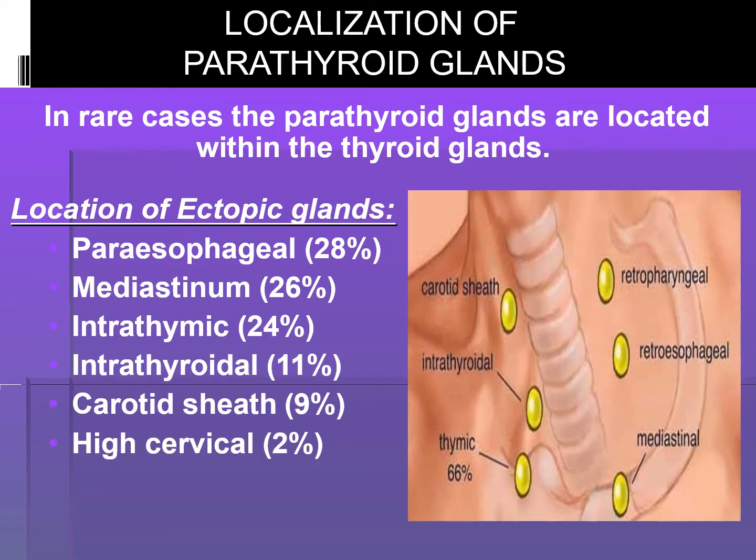The parathyroid glands may be variable in number and may be present at ectopic sites. Some persons may have smaller parathyroid glands, there are only 3 in number, and some may have 6 or even 8 in number. Ectopic parathyroid glands may be found around the esophagus, in the mediastinum, in the thymus, in the carotid sheath, or higher up in the cervical region.